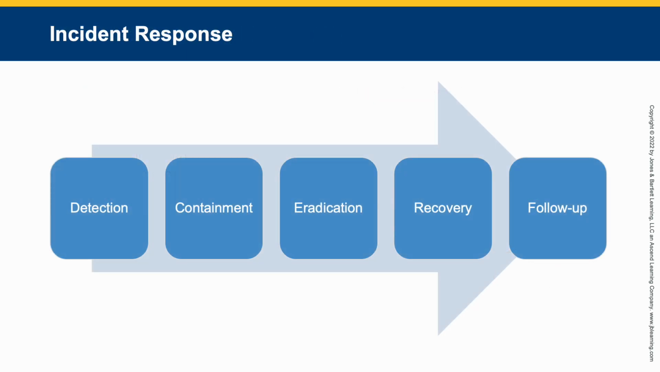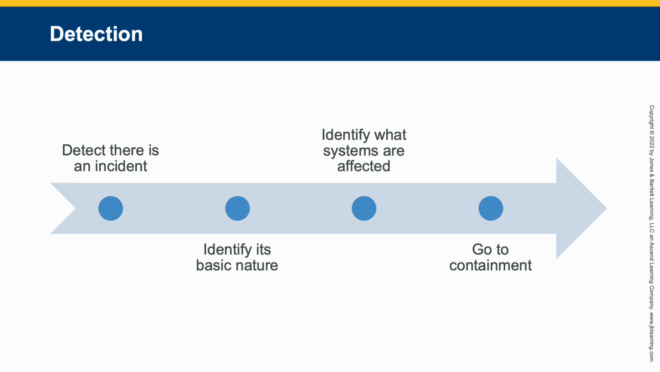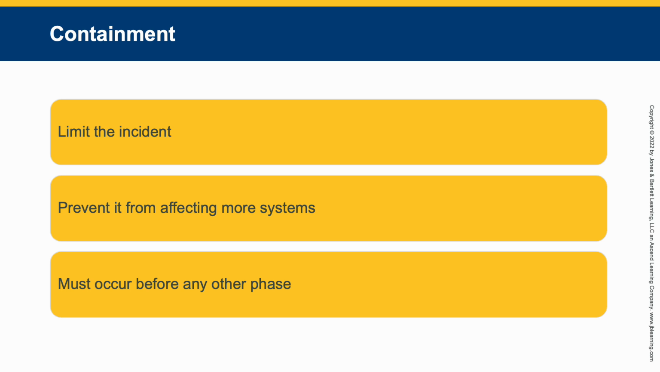Incident response: detection, containment, eradication, recovery, and follow up, which we have just discussed in quite some detail in this lecture already. Detection is to detect that there is an incident, identify its basic nature, identify what systems are affected, and go to containment. Containment is to limit the incident and prevent it from affecting more systems. It must occur before any other phase.